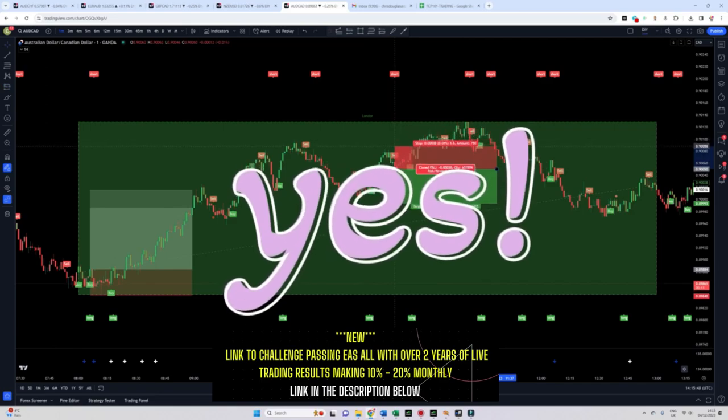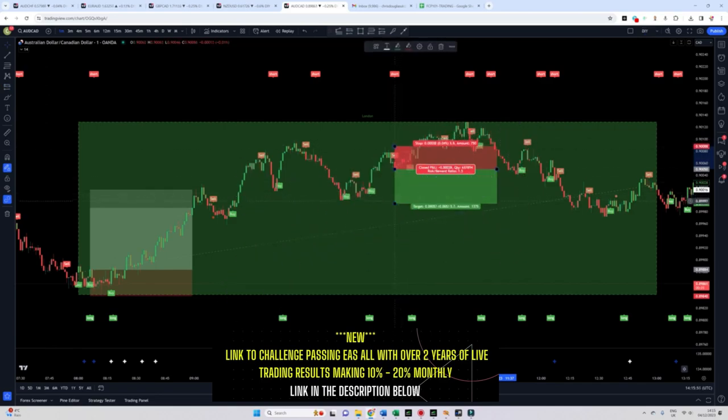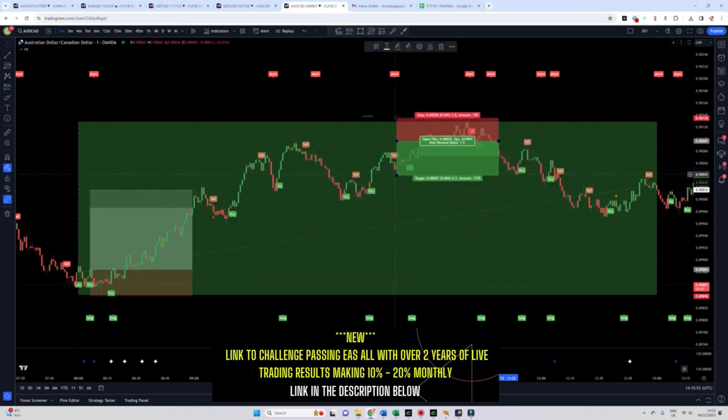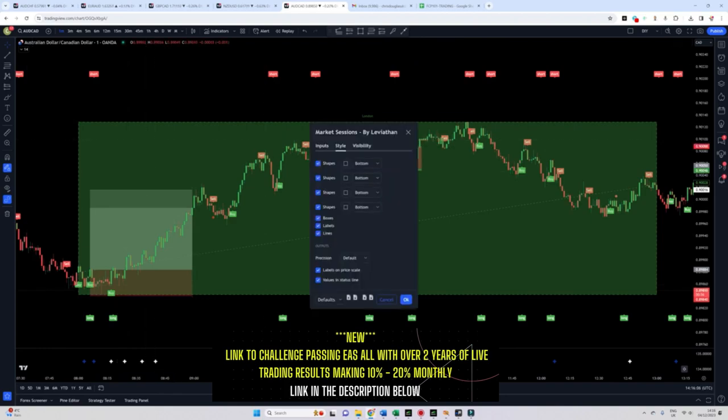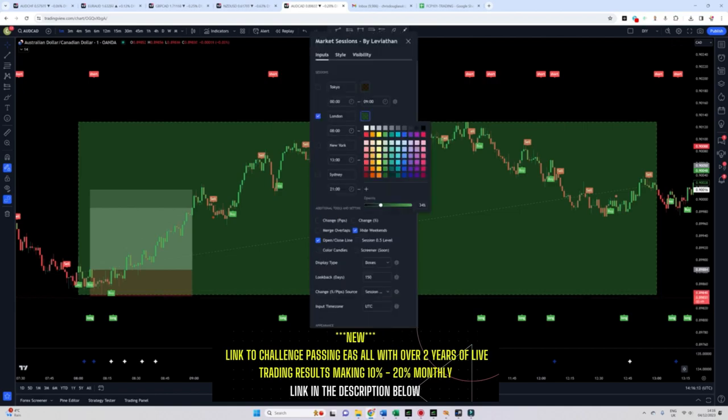So you can see the first trade here on Australian dollar, Canadian dollar was a win. We had two buy signals which were literally in line with each other. And the risk reward is 1-3. And what we do is we put our stop under the most recent swing low. And I'm just going to fade out the background of the London session to make the charts a bit easier to read. There you go, that's better.